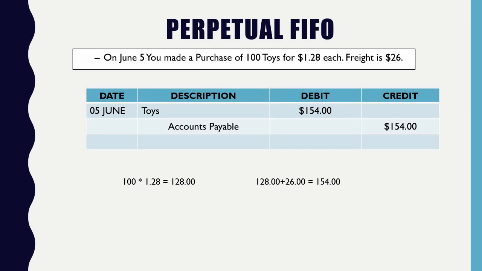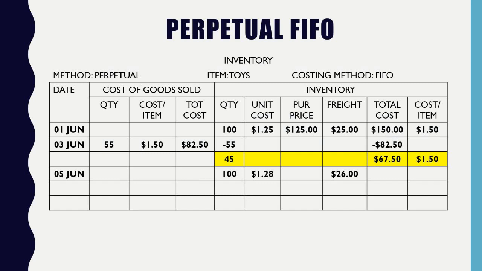So here we have the next example on June 5th that you end up purchasing another 100 toys for $1.28 with a freight of $26. So once again, we're going to plug that number in there, okay? So 100 times $1.28 gives you 128, plus 26 gives you a total cost of 154. Now, because this is the second batch of inventory, we need to also calculate the cost per item, which in this case, 154 divided by 100 is $1.54. And I'm going to label this one as my second batch, which is going to be red. Okay.